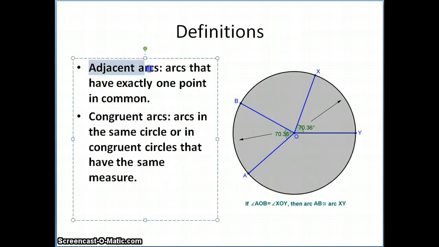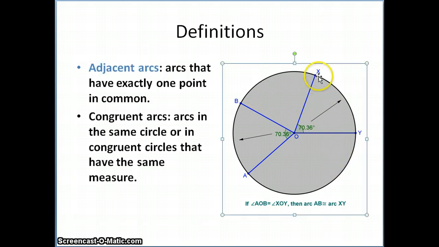Next one, we talk about adjacent arcs. If you look at the picture here, we have arc from X to Y, that's an arc, and then from X to B, that's another arc, and then we have BA and AY. So we have 4 arcs here on the line. Adjacent arcs, for example, XY and BX, share only one common point, X. So these two arcs, BX and XY, are called adjacent arcs. They have exactly 1 point in common.